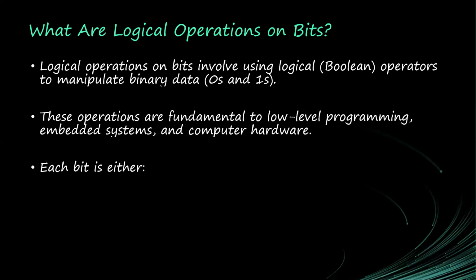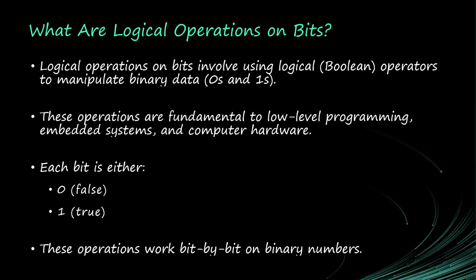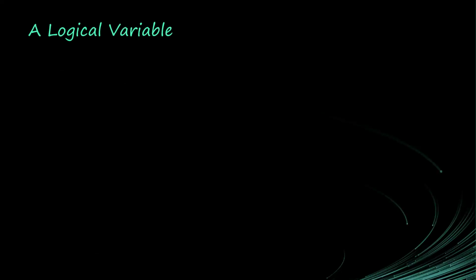Now, each bit is either 0 or 1, which we already know. When it is 0, it is false, and when it is 1, it is true. So the bits are 0 or 1, but when we talk about the Boolean value, 0 is false, 1 is true. These are the Boolean values, the logical variables. These operations work bit by bit on binary numbers, and we are going to see how the logical operators manipulate bits at the bit-by-bit level.